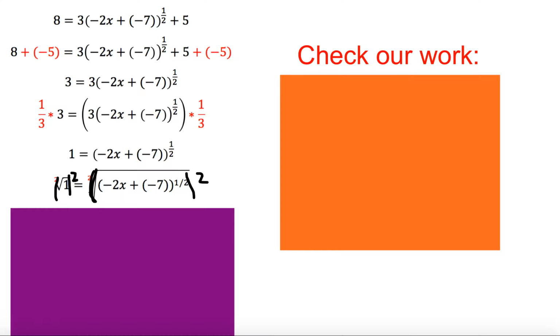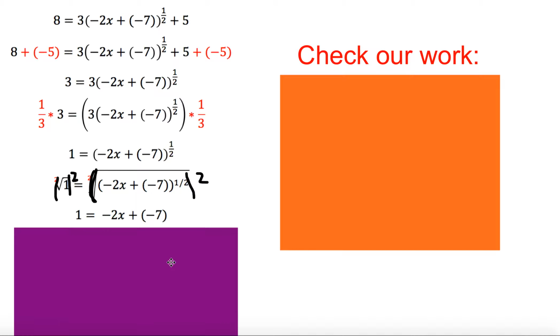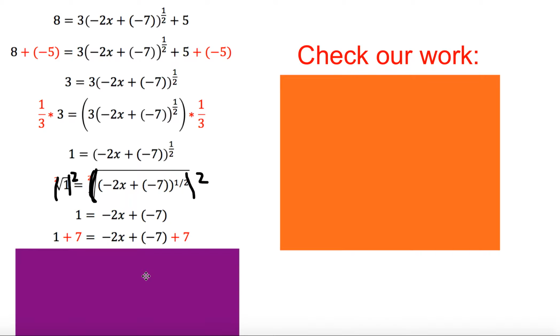And so now when we square both sides, I have 1/2 and 2, you know that's going to give us the first power, and 1 squared is 1. So now here we have 1 is equal to the negative 2x plus negative 7. Well, the negative 7 we want to equal 0, so we're going to add the opposite. The opposite of negative 7 is positive 7, so we're going to add positive 7 to both sides.